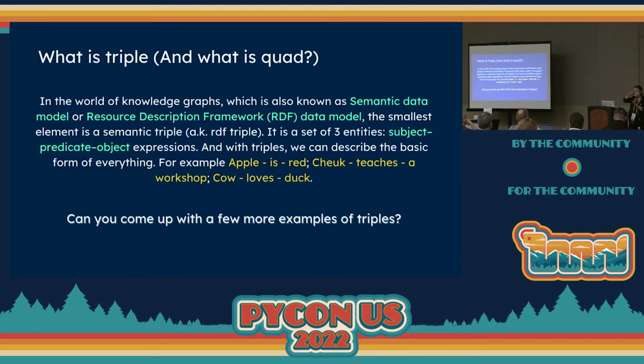You can construct a complex idea with triples. These examples are very, very simple. It's just one idea at a time. So each triple carries one idea. Apple is red. Cheuk teaches a workshop. And cow loves duck, for example. This is kind of kid-like stuff, right? So anybody can come up with some example of triples.